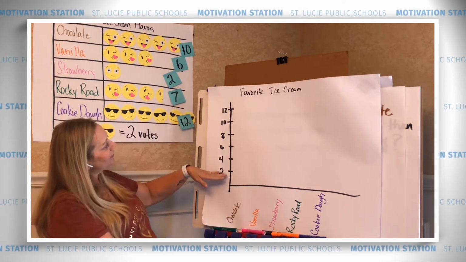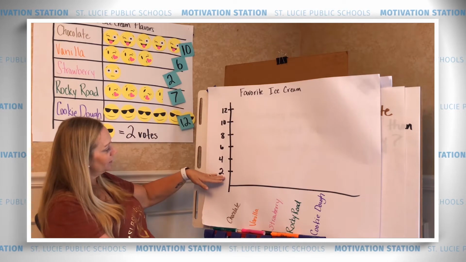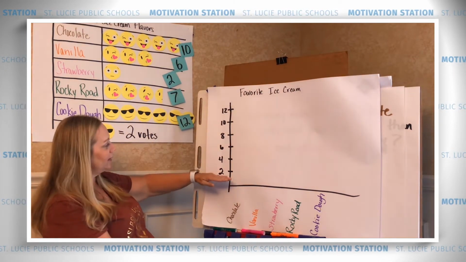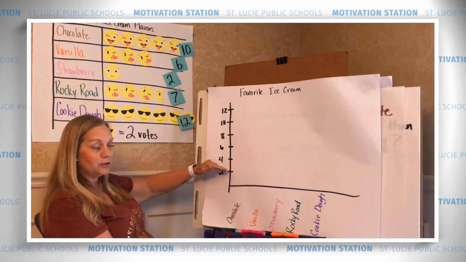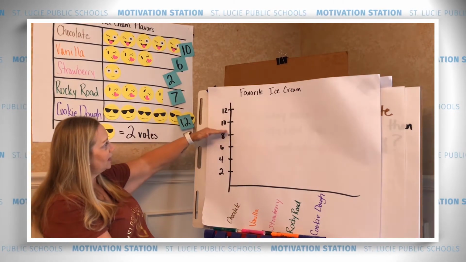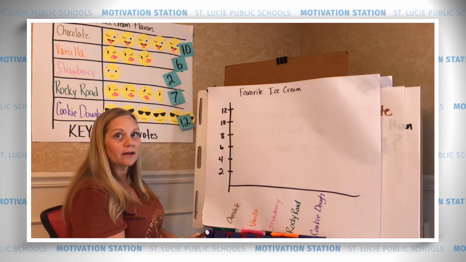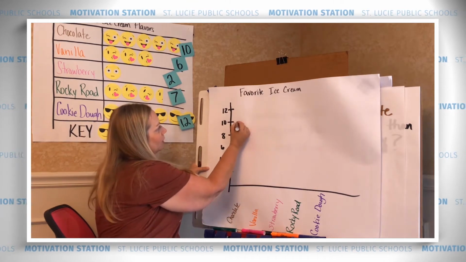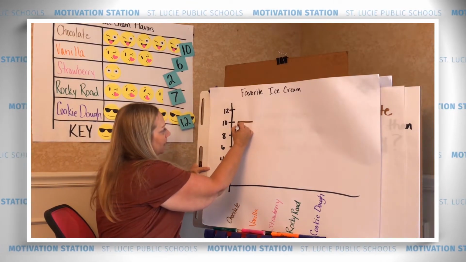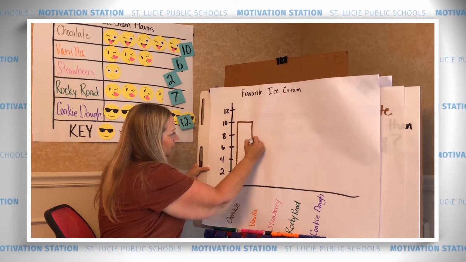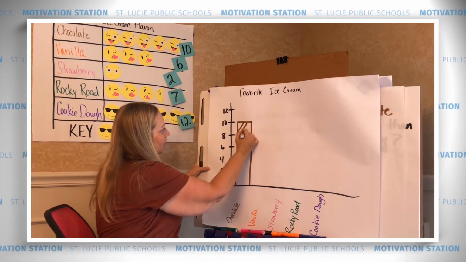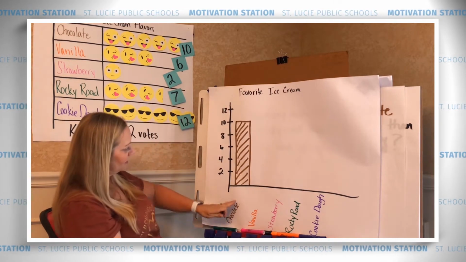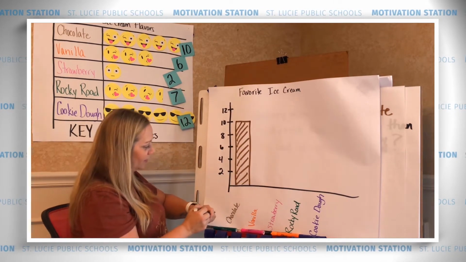And then I have my scale, my vertical scale, going up the side. So you'll notice that the line here is 0, and I don't count by ones, but I again count by twos. 2, 4, 6, 8, 10, and 12. So for chocolate, it received 10 votes. I'm going to draw a line at the 10, and then just draw a bar coming down. And you could color your bar in, but I won't color it all in. So that tells me that the chocolate category received 10 votes.